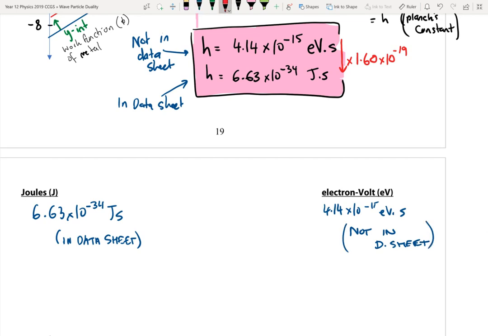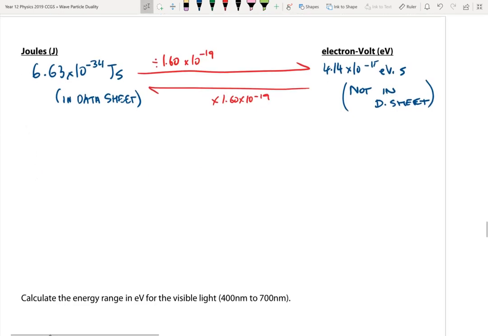And obviously I said we can convert between the two. Normally you would be going this way, which would be to divide by 1.60, because in your data sheet you got the value and you might want to convert it. Now, there's some cool equations here, and again, there's a problem. It rolls off the tongue, it's hc on lambda, but that's not in the data sheet.